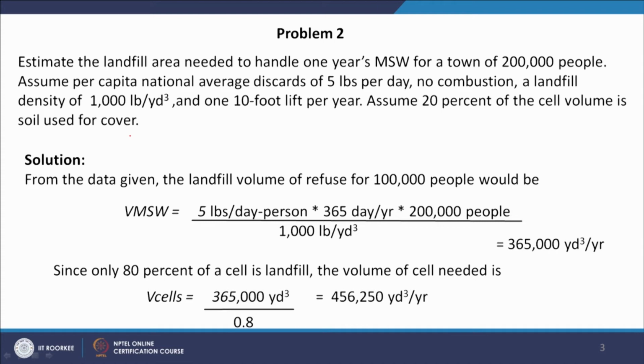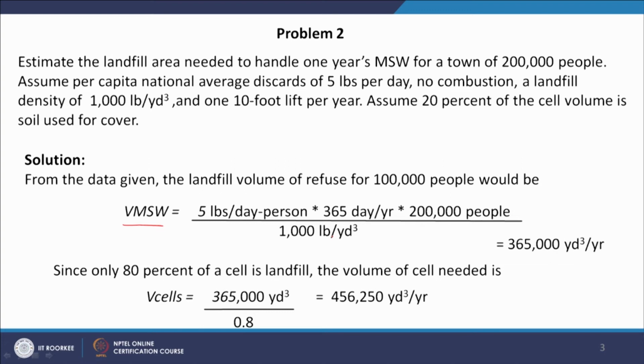So, now we have to find out the area requirement for this landfilling. At first we will calculate the volume of the MSW, then we will see the volume of the cells, then the lift is given. So, from that we will get the value of the area requirement. Okay. So, now let us see the volume of MSW. So, volume of MSW is equal to mass of MSW divided by density of MSW.